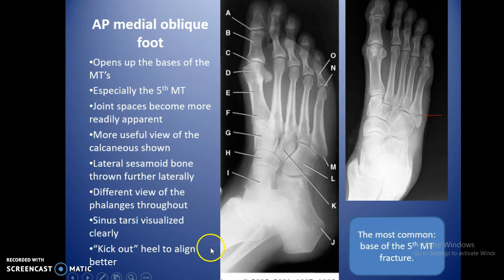Let's see. Here, joint spaces, sinus tarsi, visualize, kick out the heel to align better. So as you roll your foot to the inside, you want to slide or kick your heel out a little bit just to maintain this line straight up and down. So you're going to get a nice aligned film instead of kind of going off to the edge like this particular image looks.